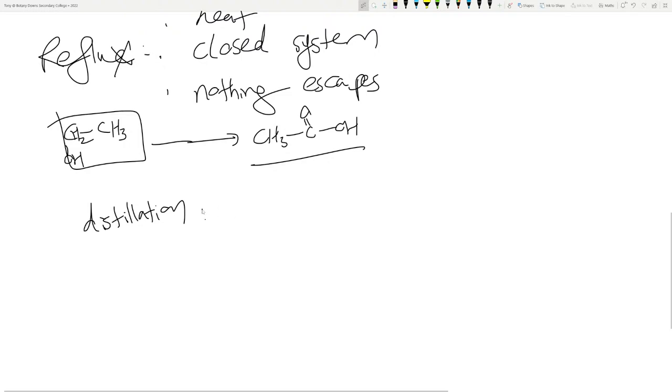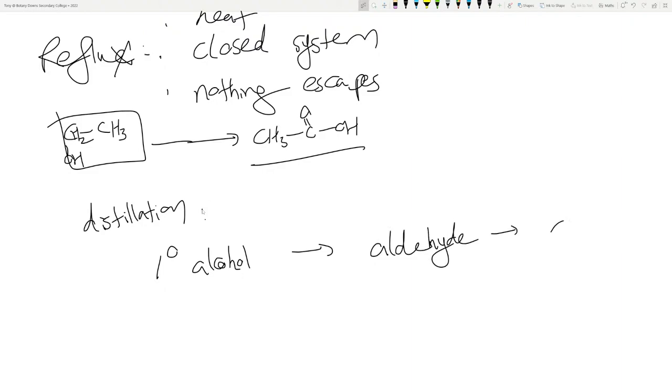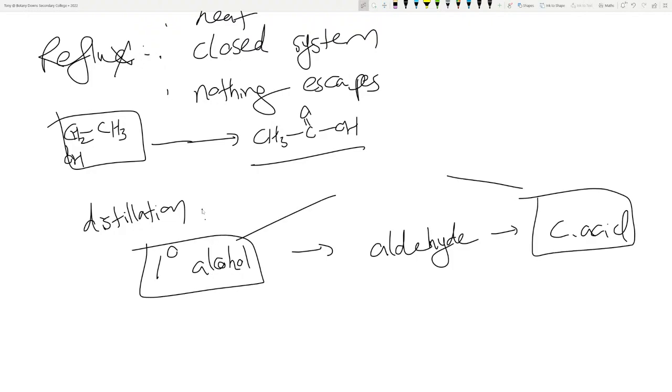But with the distillation process, especially in year 13, this is separating, you have primary alcohol turning into an aldehyde, and this will further oxidize into a carboxylic acid, right? So these two things that I've highlighted just now will have high boiling point and melting point because they have hydrogen bonding, whereas aldehydes have low boiling point.